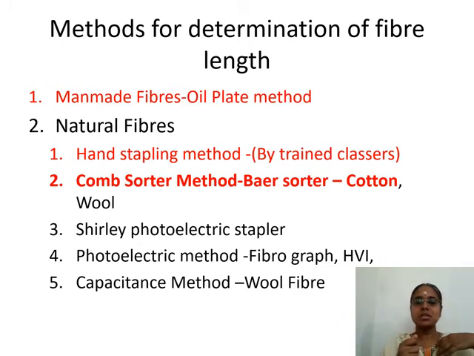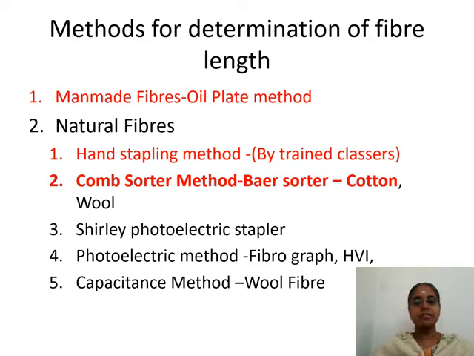Next is the comb sorter or Baer sorter, which we are going to see now. The instrument is slightly different for cotton and wool, as wool is of longer length, so the spacings of the combs will be different. Next is Shirley. Then, as days passed by, the Shirley photoelectric stapler came into existence, wherein they used the electronic photo principle for determination of fiber length. Then came the fibrograph, and now commonly they are using HVI and also AFIS. The other methods, like capacitance methods, were also popular for wool fiber. For cotton, HVI and AFIS are very popular methods.